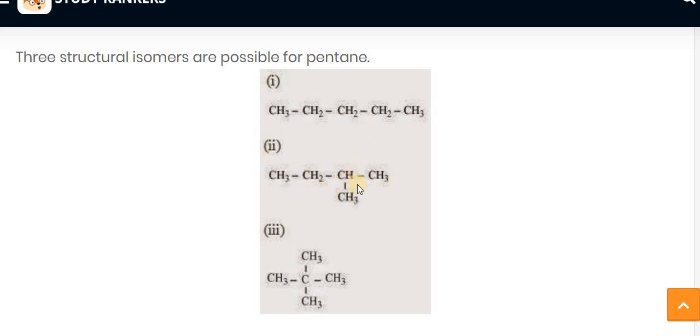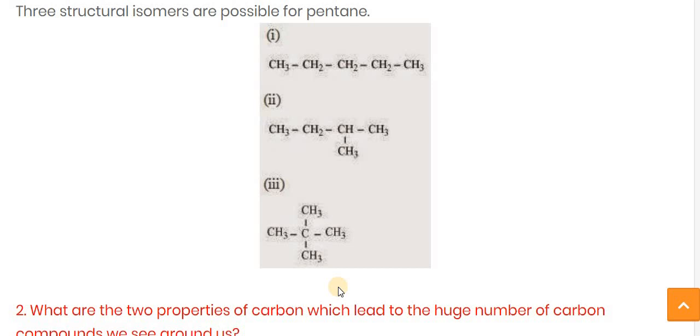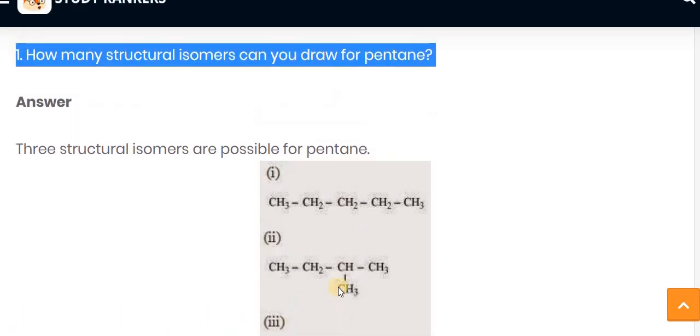So this kind of structure of pentane is known as a branch structure. And in the third case, you can see two branches arise from the second carbon, and this kind of structure is formed. All three of them have the same carbon atoms and the same hydrogen atoms, but the structure is different. It means the molecular formula is the same, but the arrangement is different.